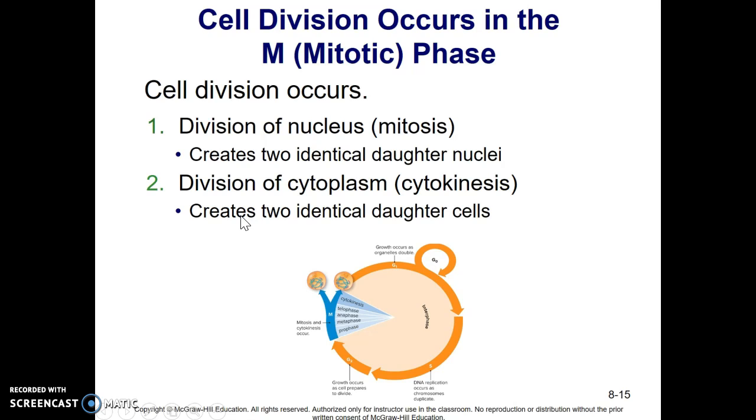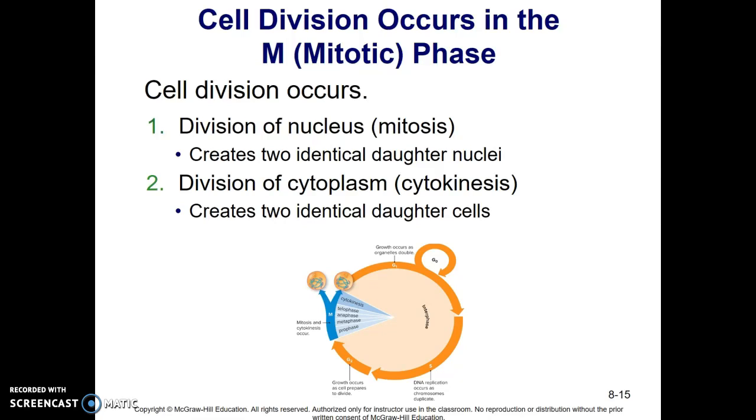The M phase occurs after interphase if everything's good to go. The M phase can be broken down into two parts. We have mitosis, which is the division of the nucleus. So that's where you go from one nucleus to two nuclei. And all the DNA is in there, of course, because that's what a nucleus is.